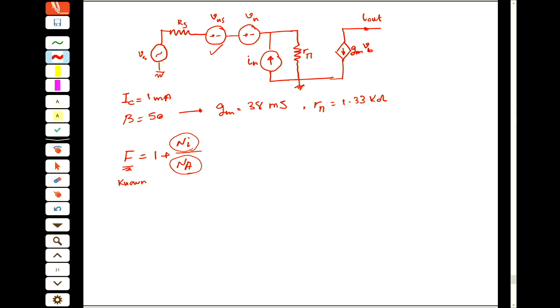If I want to write down the noise of the RS, so the noise of the RS is En equals 127 picovolt square root of RS square root of B, which is 100 kilohertz. And this comes from the square root of 4kT.